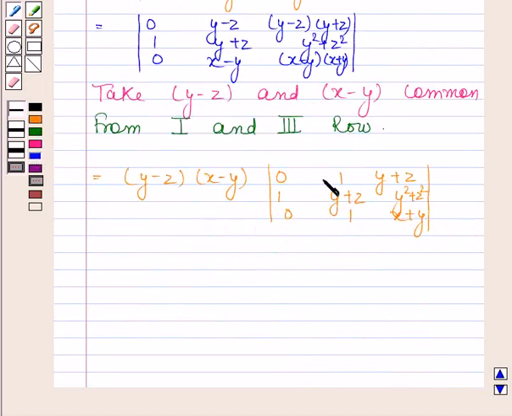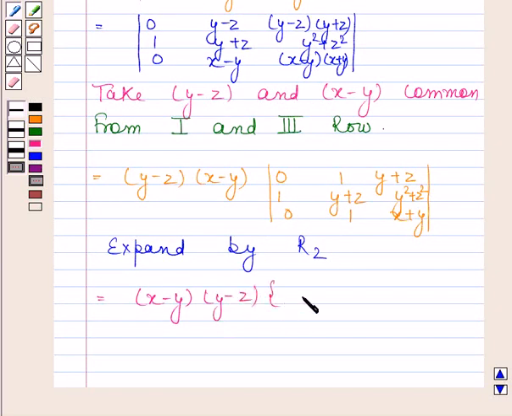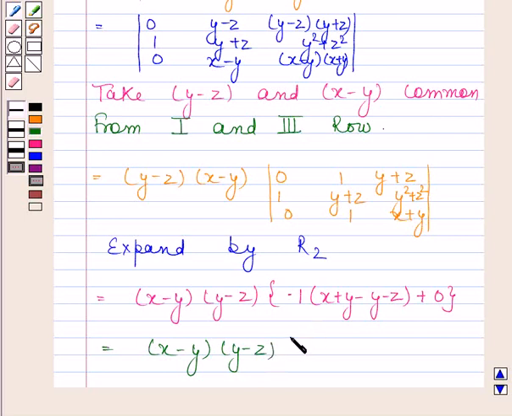Now we will expand this determinant by second row. So we have x minus y into y minus z into minus 1 into x plus y minus z plus 0. This is equal to x minus y into y minus z into minus 1 into x minus z plus 0.